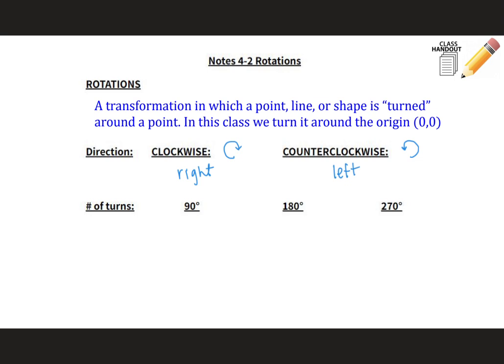And then in terms of how many degrees, it's going to be a certain amount of turns. If we're turning it 90 degrees, that's going to be one turn. If it's 180, it's going to be two turns. And 270 degrees is going to be three turns. When I say turn, I mean a 90-degree turn.